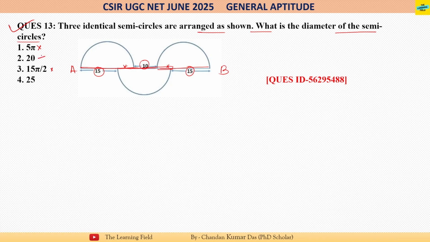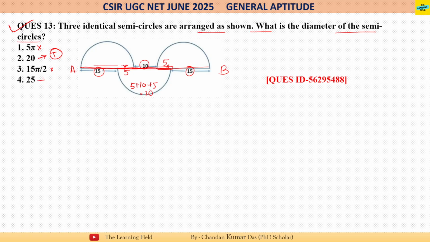Now if we take this 20 as our answer, what will happen? If we take 20 as our answer, then since this is 15, this is definitely 5, and this is also definitely 5. This is 15. So what happened? 5 plus 10 plus 5 is equal to 20. This is also 20. These three distances are 20, the same. That means this may be the correct answer.